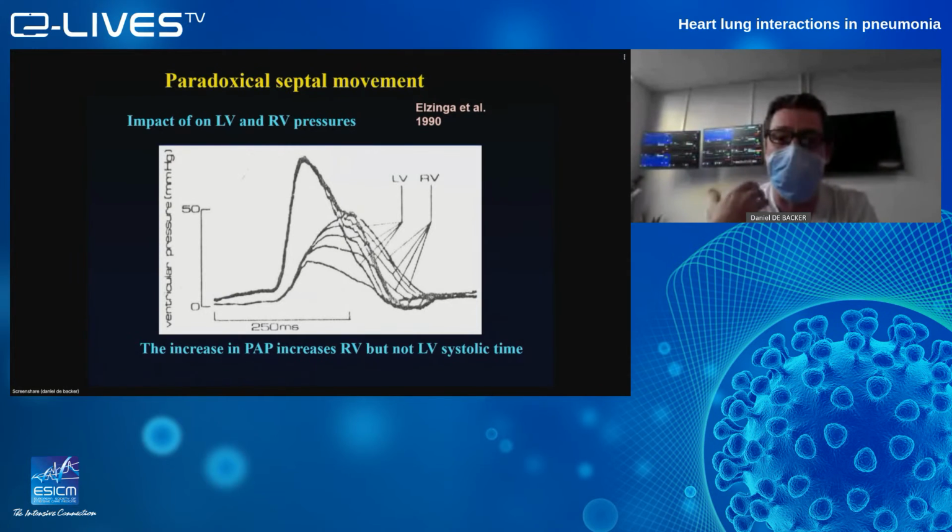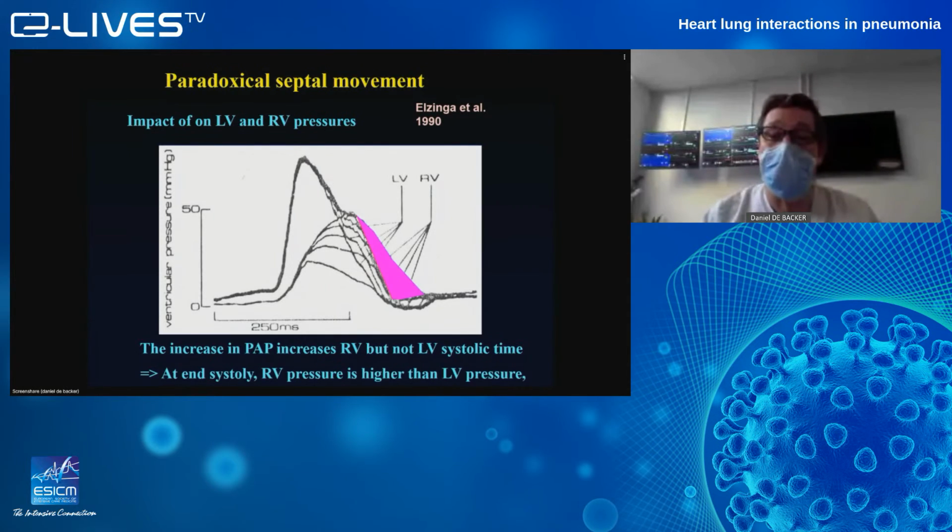What is exactly the paradoxical septal movement? Well, the left heart, when there is an increase in its afterload, will have exactly the same systolic time. However, for the right heart, when there is an increase in the right ventricular afterload by an increase in the pulmonary artery pressure, in these conditions, there is an increase in the systolic time. And the consequence of the increase in the systolic time is that at the end of the systole, when there is significant pulmonary hypertension, the pressure in the right ventricle will be higher than the pressure in the left ventricle.